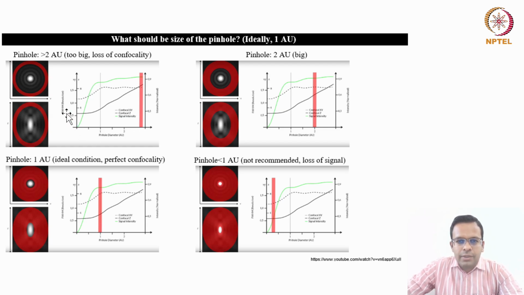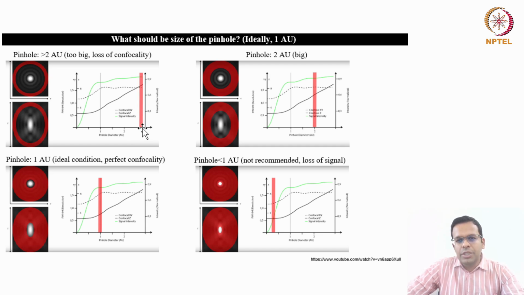The y axis on the left side is the resolution. The y axis on the right side is the fluorescence intensity, and the x axis represents the pinhole diameter in Airy units. You can see this is 1 Airy unit, this is 2 Airy units, the size of the pinhole. So what happens? Currently you are seeing this red line here because the pinhole is open more than 2 Airy units.